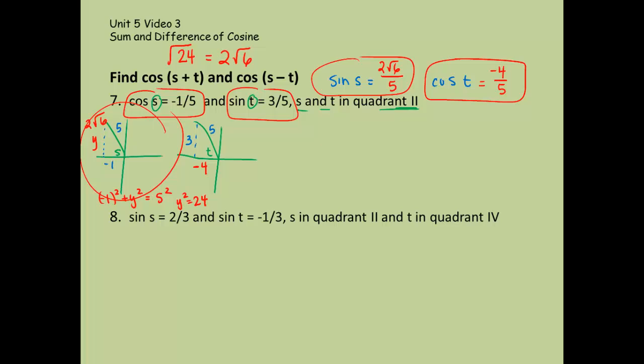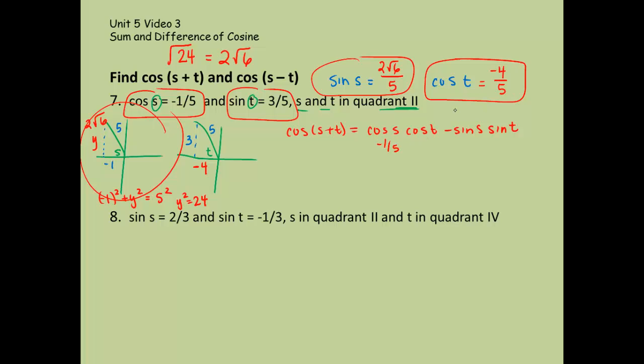And those are the values that I'm going to substitute into my formula. So to find the cosine of S plus T, I will have the cosine of S times the cosine of T, minus for this one, the sine of S times the sine of T. And if I substitute those values in, the cosine of S is over here at -1/5.